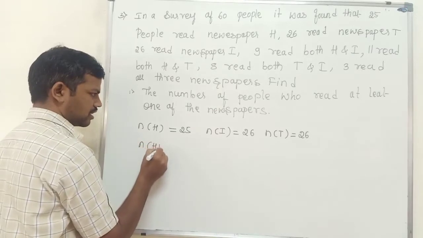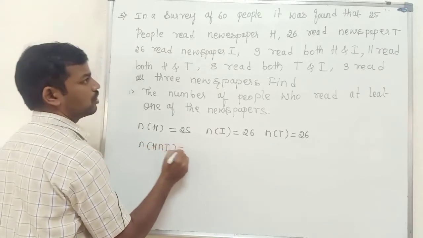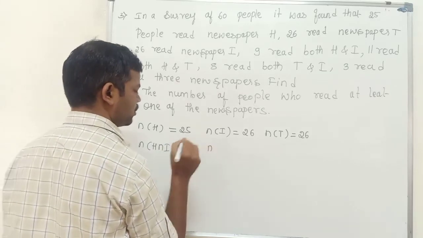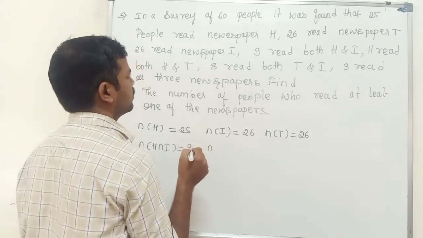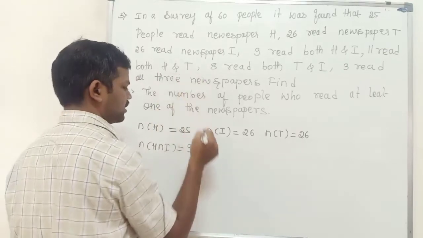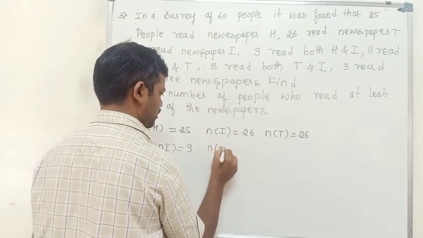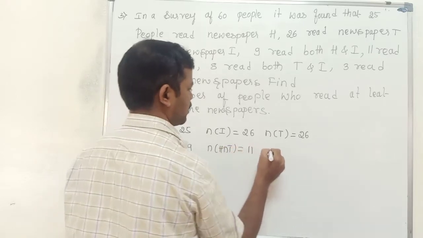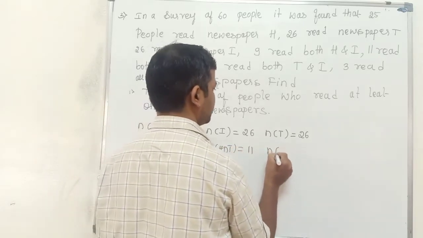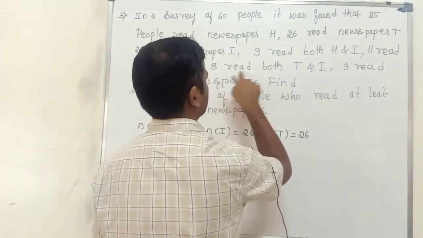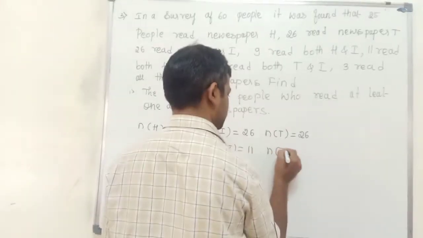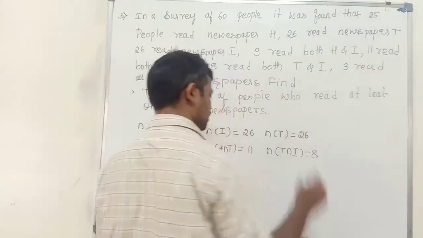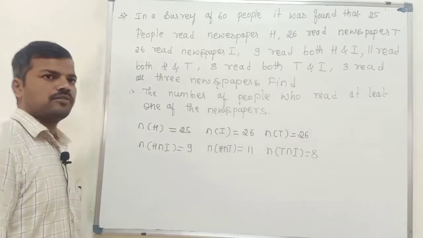H intersection I they have given is equal to 9. The number of people who read both H and T, H intersection T, is given as 11. The number of people who read both T and I, T intersection I, is equal to 8. This is the kind of data they have given.